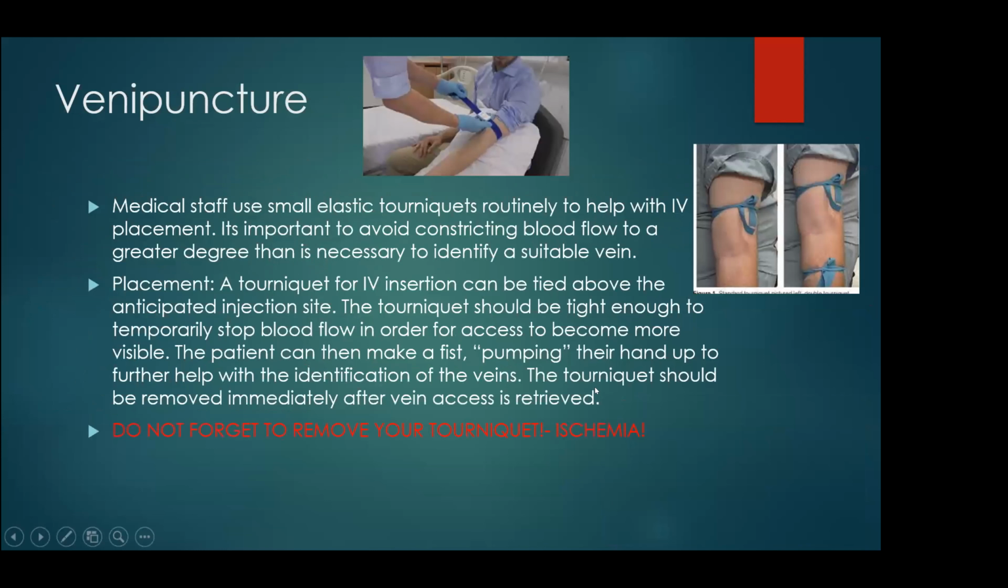And then for vein puncture, medical staff use small elastic tourniquets routinely to help with IV placement. It's important to avoid constricting blood flow to a greater degree than is necessary to identify a suitable vein. A tourniquet for IV insertion can be tied above the anticipated injection site. The tourniquet should be tight enough to temporarily stop blood flow in order for access to become more visible. The patient can then make a fist, pumping their hand to further help with the identification of veins, and the tourniquet should be removed immediately after vein access is retrieved.